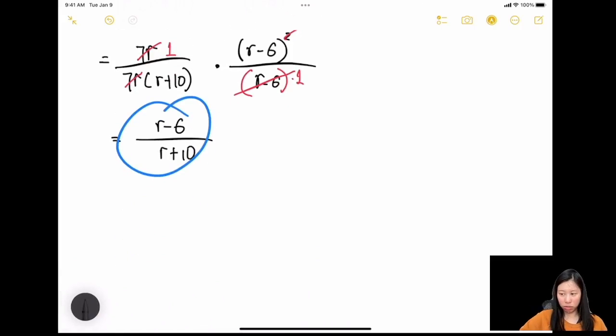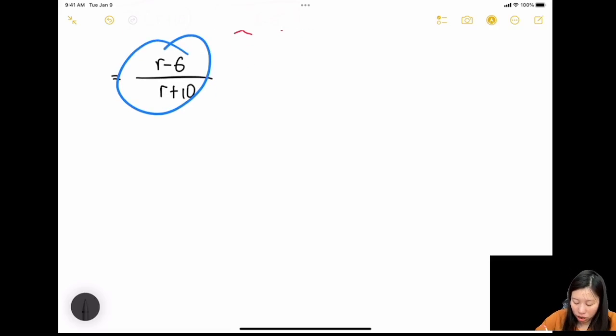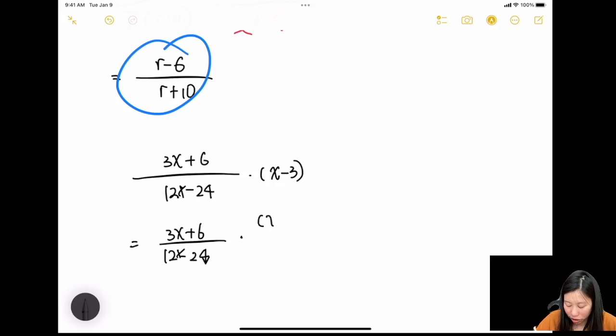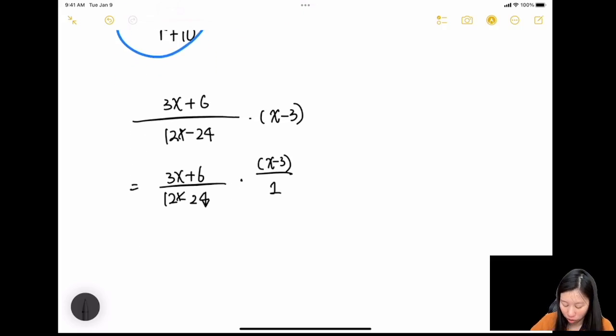Okay, so what about multiply? I have 3x plus 6 over 12x minus 24 and then times x minus 3. Again, let's try to simplify it. When you multiply by a whole number, you can view it as that number over 1. You view it as x minus 3 over 1. Is that easier? So you can still multiply the numerators and multiply the denominators.